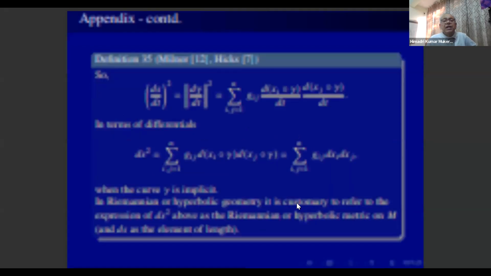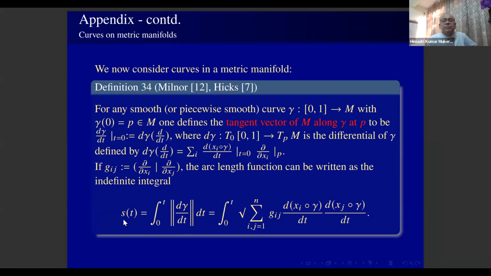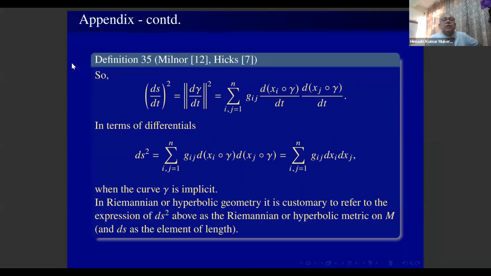And therefore if you take the derivative of the integral, you get the integrand, isn't it? So (ds/dt) squared is this one. So in terms of differentials, you can write it as ds squared is equal to g_ij d(xi of gamma) d(xj of gamma), which is equal to g_ij dxi dxj.